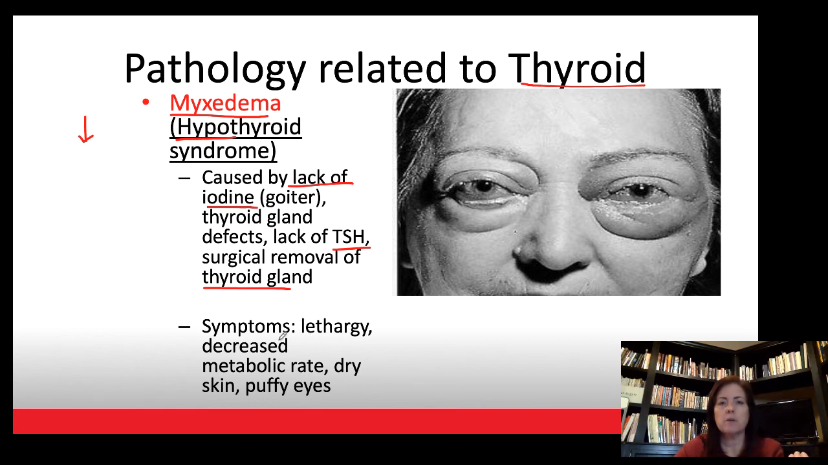So what types of symptoms do these patients present with? Well, they're tired all the time because their metabolism is so low. They are going to have a decrease in their metabolic rate, which means that in a lot of cases, they're going to gain weight. They have dry skin, really puffy eyes. They tend to retain water. So those are all symptoms of hypothyroidism.